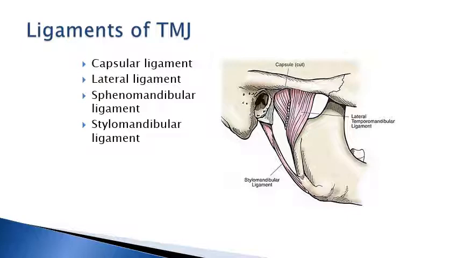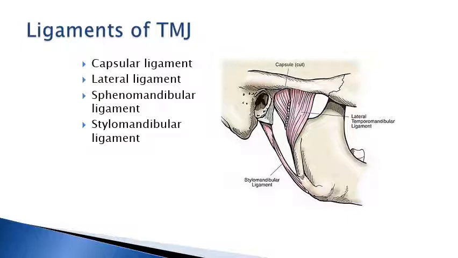Then you have the spinomandibular ligament. It runs from the sphenoid to the mandible. These are called restriction ligaments. And then you have the stylomandibular ligament, which is attached from the styloid process to the angle of the mandible. So if a person is opening the jaw, this particular ligament is responsible for the maximum extent your mandible can go.